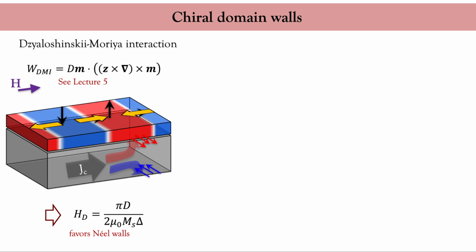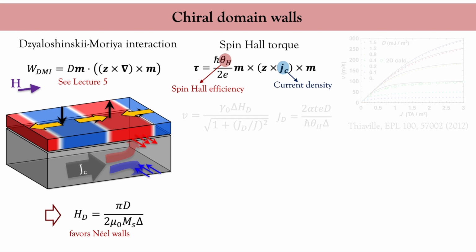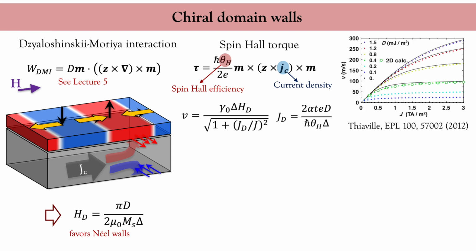Now let's try to be a bit more quantitative. The torque from the spin Hall effect has this expression, where Jc is the current density flowing in the heavy metal, and theta h is the spin polarization of the spin Hall current. It's called the spin Hall angle or the spin Hall efficiency. It's rather easy to do the math, so let's leave it to the fans. Anyway, once you inject this torque in the one-dimensional LLG equation in the presence of the Dzyaloshinskii-Moriya interaction, you obtain the velocity of the wall that looks like that.